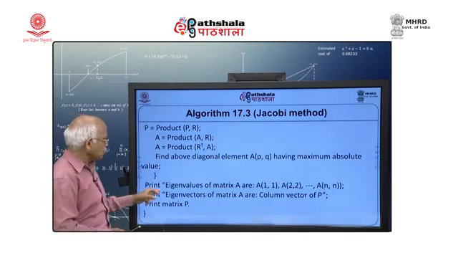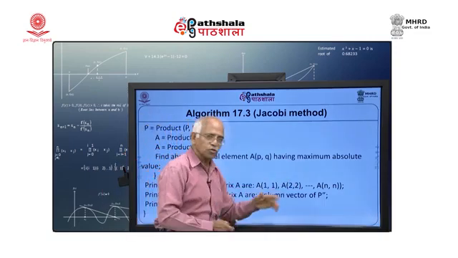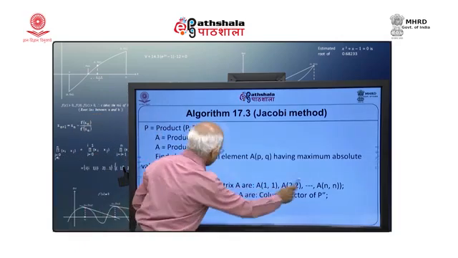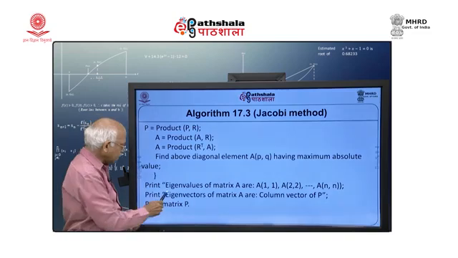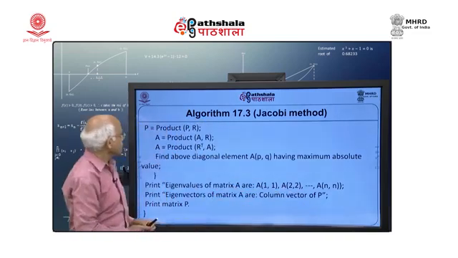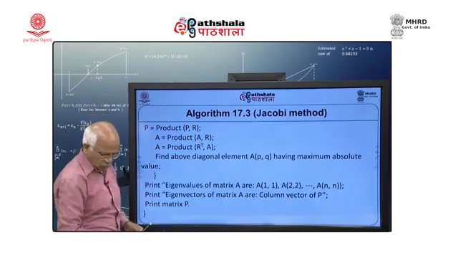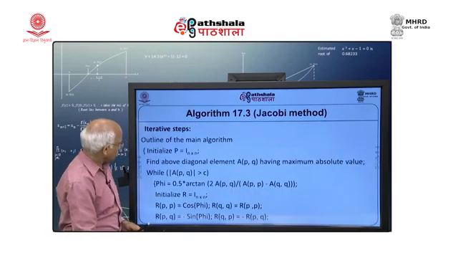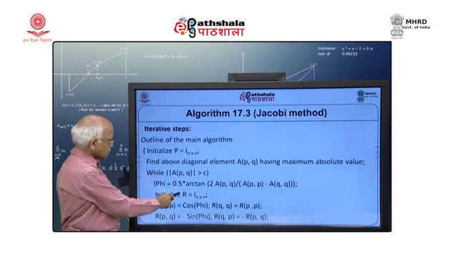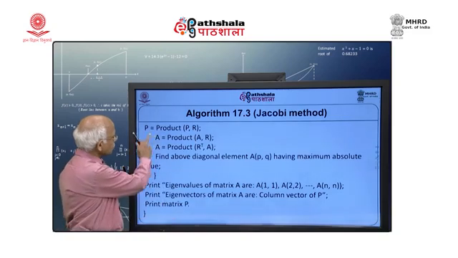So print the eigenvalues of matrix A as A11, A22, and so on, because your ultimate A will become a diagonal matrix and the diagonal elements will be your eigenvalues. Print the eigenvectors of A as the column vectors of matrix P. P was already initialized to I n cross n, this is the rotation matrix that we are considering, and then this P keeps on modifying.